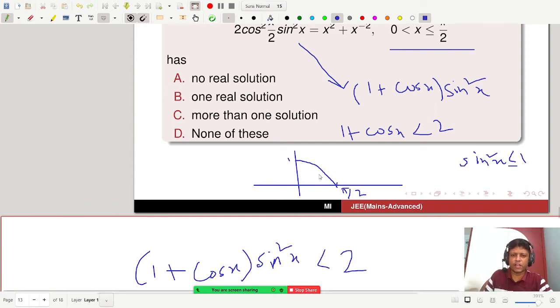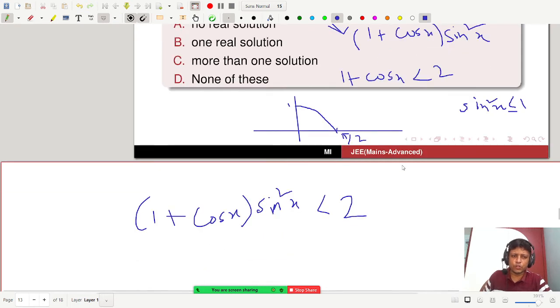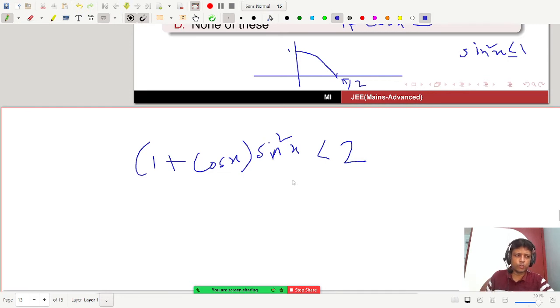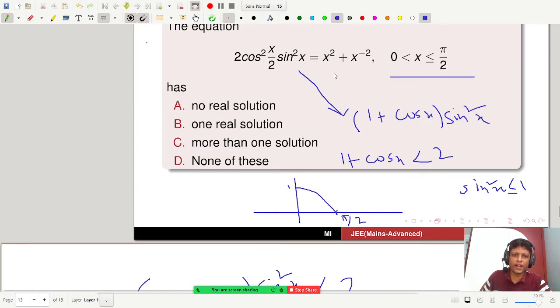Very soon, in the next class, I will give you the graphical knowledge. Don't worry about that. A picture means 1,000 words, so if you know the graph, you have everything with you. So 1 plus cos x is less than 2 and sine square x is less than or equal to 1. So if you take the product, that product will be less than 2. That's it.